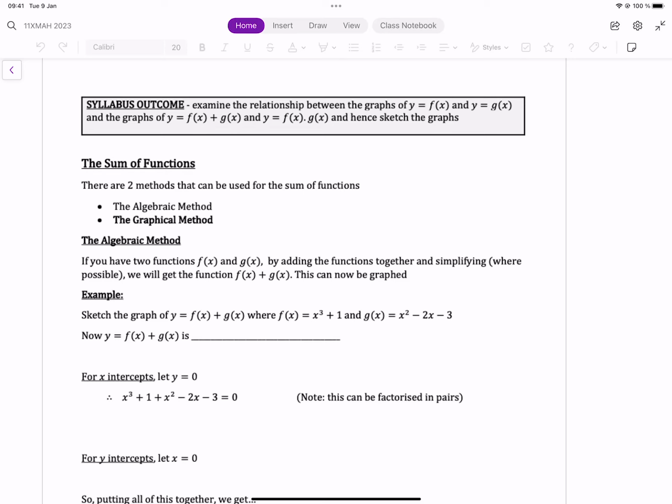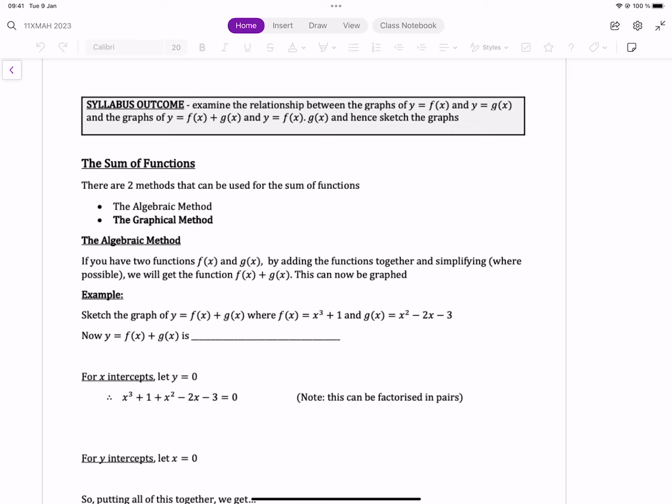Hi guys, so today I'm going to do a video on how we take the sum of functions. So last lesson, or I say last lesson, you guys haven't actually done this lesson yet, but when you see this video you will. Last lesson we talked about absolute value functions, and now we're doing the sum of functions. So remember, the word sum in mathematics means add, so we're going to add them together.